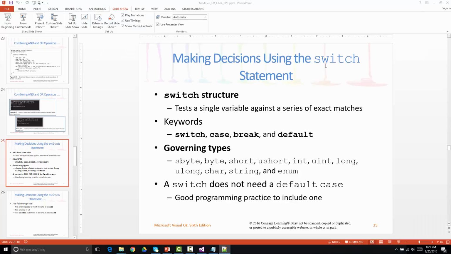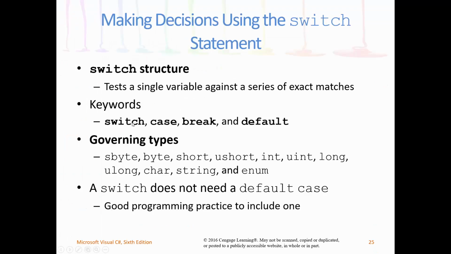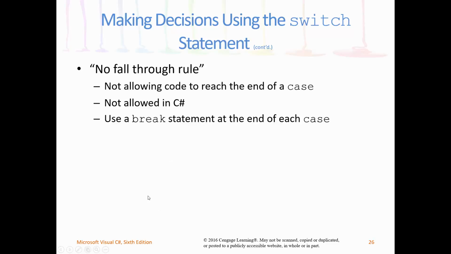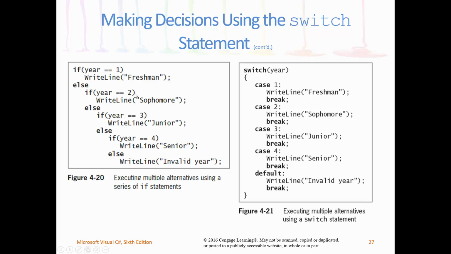All right, and the author does tell you that in here. It tests a single variable against a series of exact matches. I showed you switch, I showed you case, I showed you break, and I showed you default. Whatever you're switching on can be any of these things that you see in here. You don't need a default case, but it's considered good practice to put one in there. All right, it says this fall through is not allowed in C sharp. Okay, so there's their example. Maybe it's better than mine. All right.